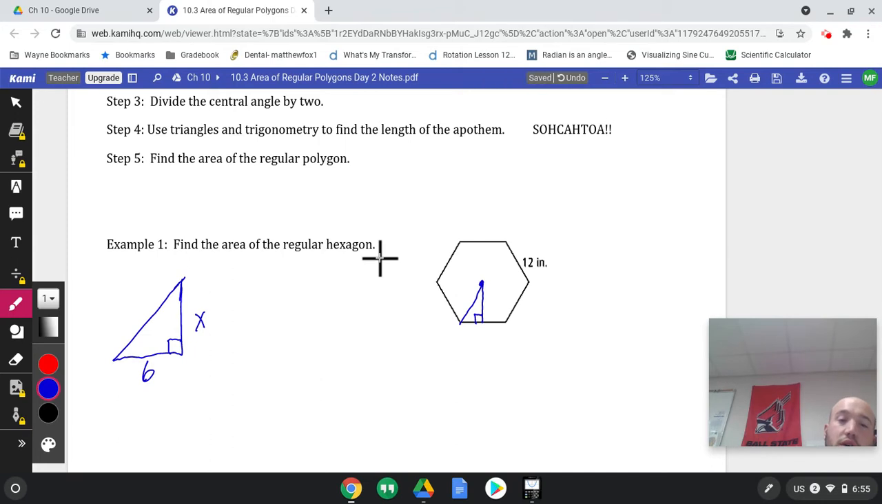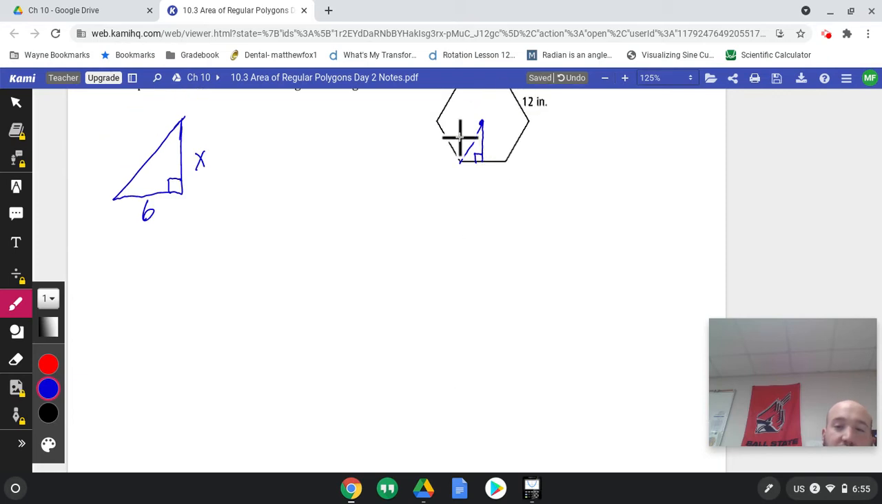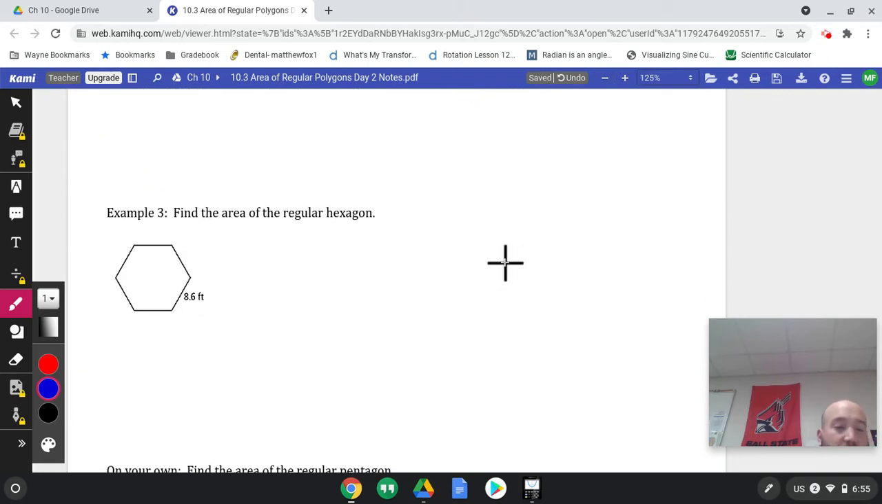Now step 2, we need to find the angle measure of one of the central angles. Still a hexagon. I'm going to look at this hexagon down here and examine this. If we draw these lines through it, we are going to find that they all intersect in the middle.